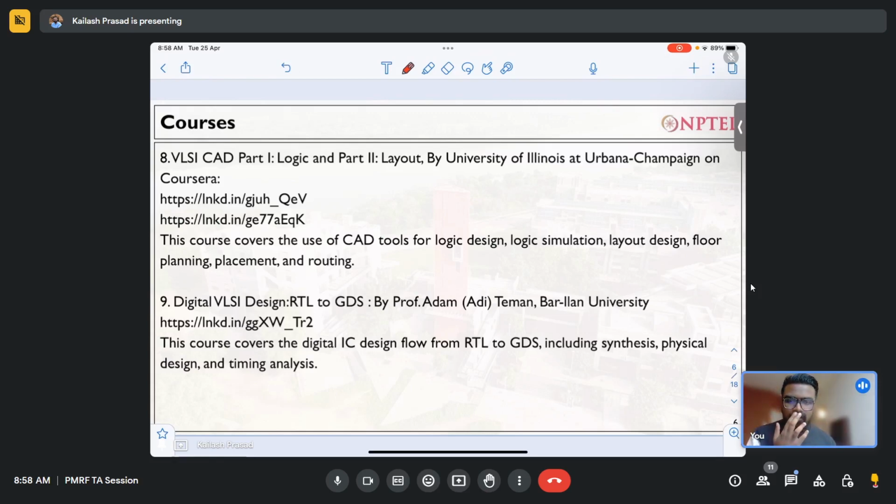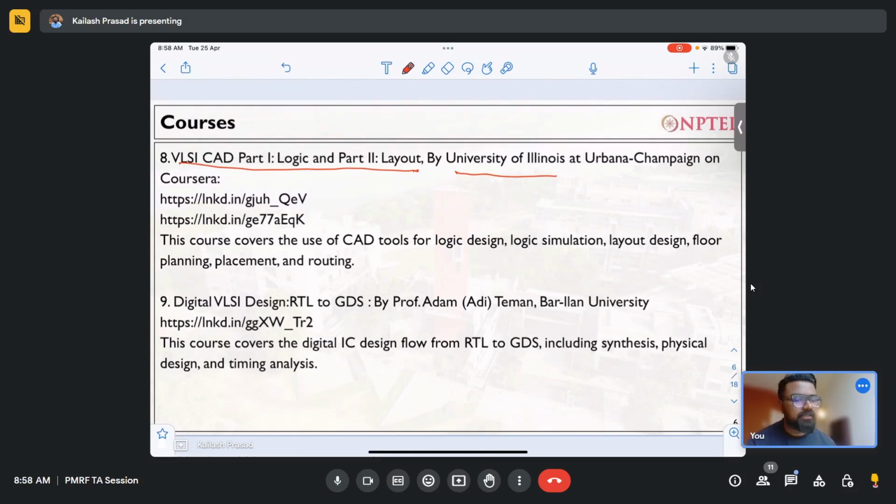One course I have included over here, which I personally feel was a very great course when I did it, is VLSI CAD Part 1 and Part 2, Logic and Layout. This course is from the University of Illinois at Urbana-Champaign, and it is available on Coursera. All the courses which I showed earlier were available on NPTEL. Again, this course you can do freely from Coursera. If you want to get a certificate, you can give an exam. That's a separate thing.